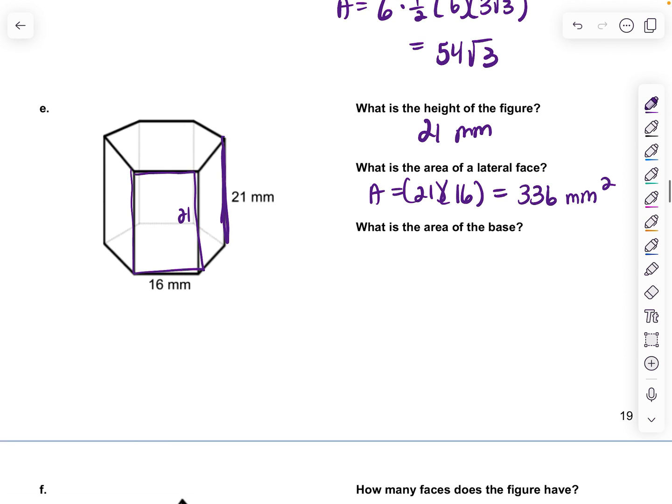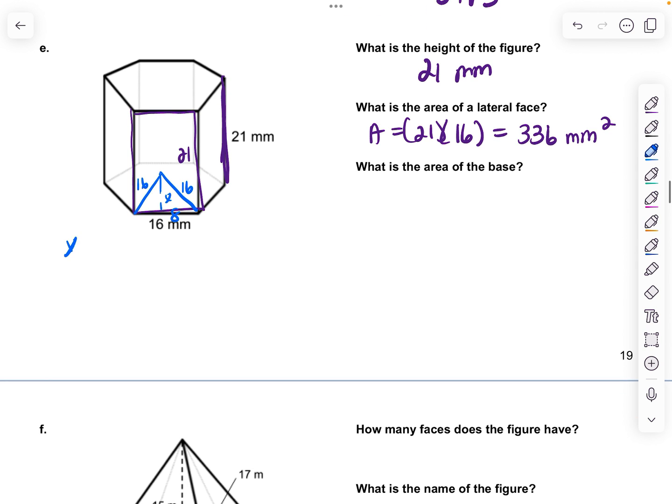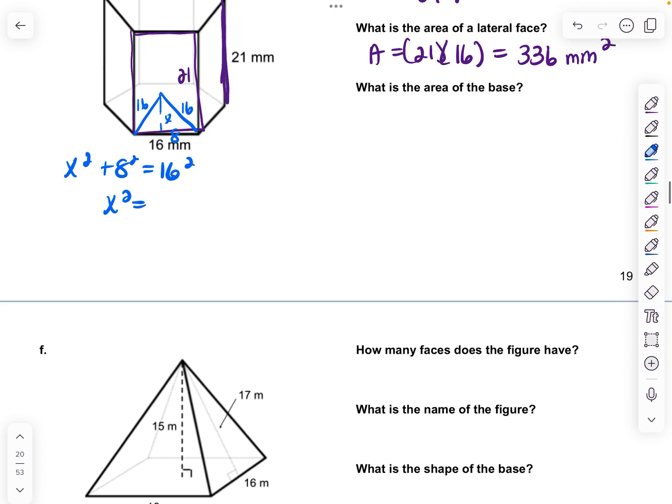Area of the base, same thing we did before. Create our triangle. Our base here is 8. We know that these two sides are both 16, and we're looking for our height. So x squared plus 8 squared equals 16 squared. Cut through those next couple steps for time, and we get 192. And we know that one of these is going to be a root 3 because it's in a hexagon. 192 divided by 3 gives me 64. So that means it's going to be 8 square root 3.